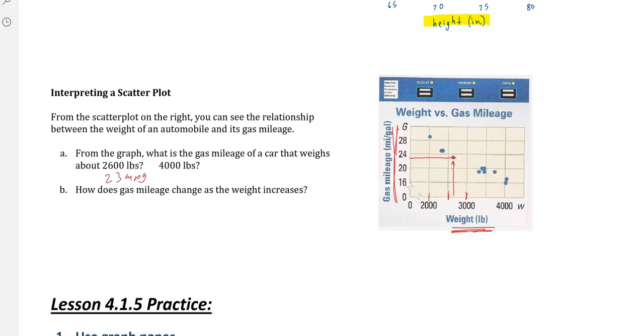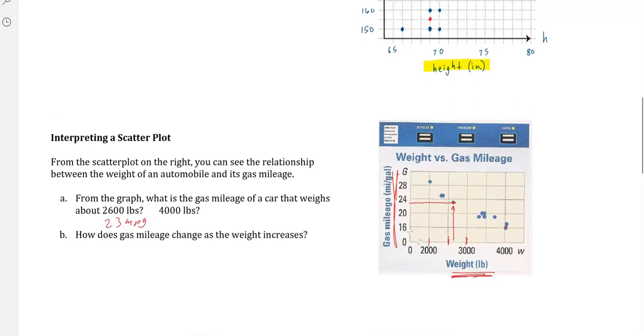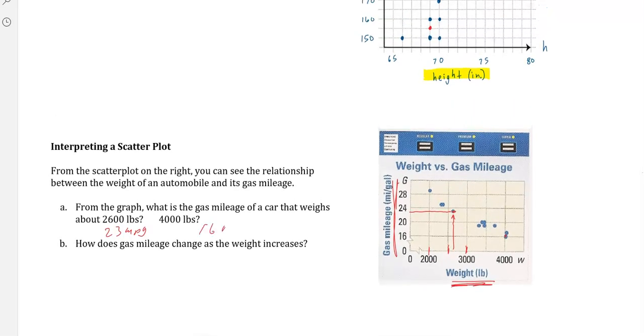And what about a car that weighs 4,000 pounds? Well, if we go over here, a car that weighs about 4,000 pounds, here's this one sitting at about 16 miles per gallon. So we could probably safely say about 16 miles per gallon sounds about right.